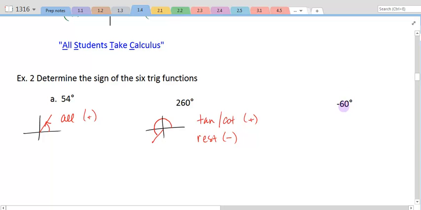The last one we want to look at for this part would be negative 60. So again, I'm going to draw my quadrants here, and I'm going to place negative 60.